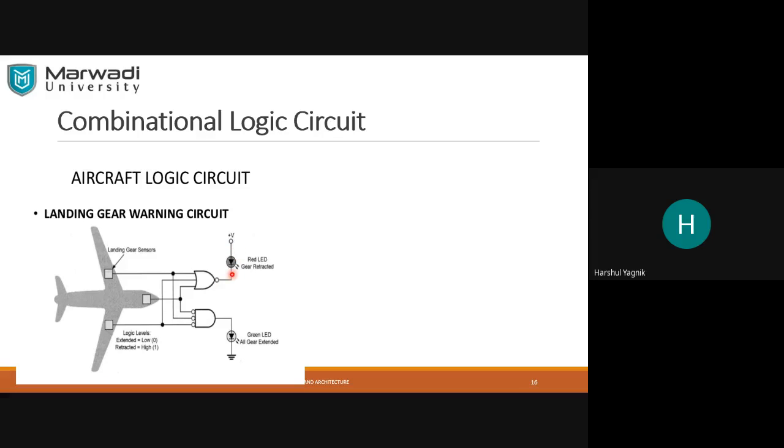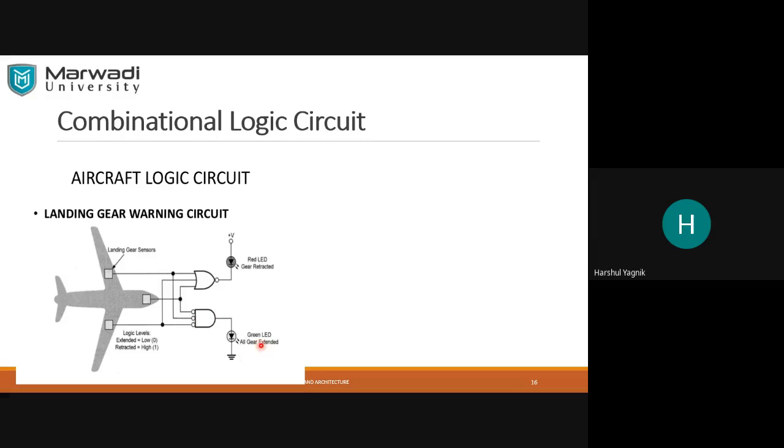Here we have connected an LED whose anode is connected with plus V volt. So if the voltage here is 0, then there will be a voltage difference from anode to cathode. The LED will be in forward bias and it will emit light, which will indicate the gear is retracted. So when the gear is retracted, this logic 1 is our input, and the other inputs are also 1. Then and only then the LED will give indication that the gear is retracted. That is our warning system.